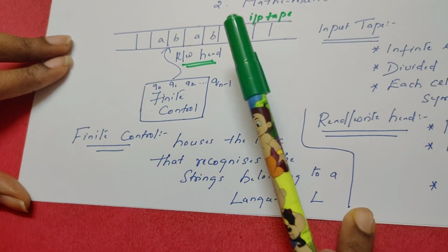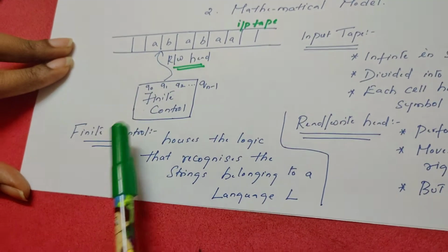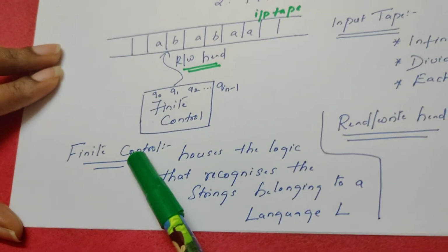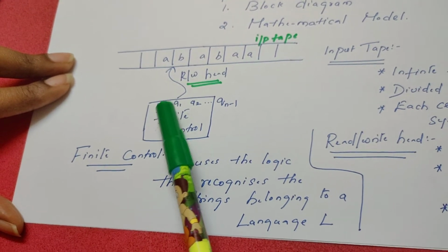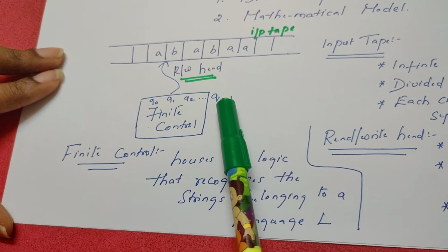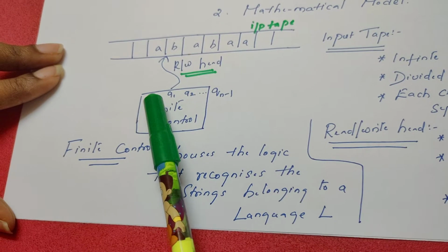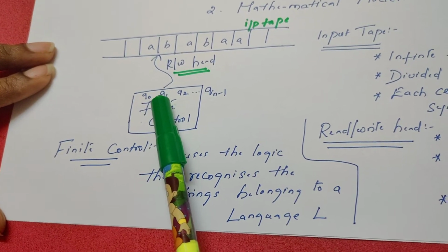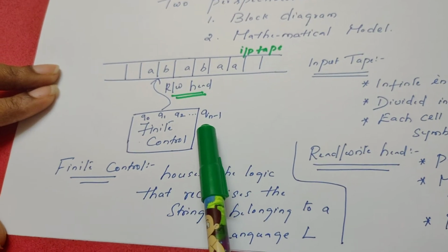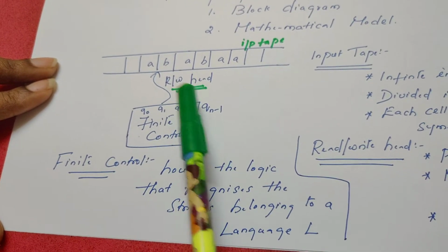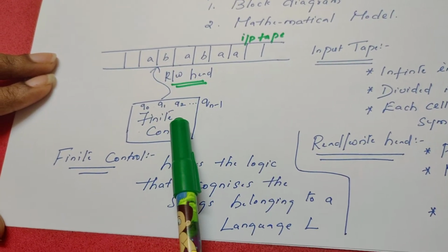So first let us see what a finite control is, or what the purpose of the finite control is. This finite control can be in any state at a time. For example, it can be in Q1. After some time, it can change the state to Q2. After some time, it can change the state to Q3. It depends upon the input symbol it reads.